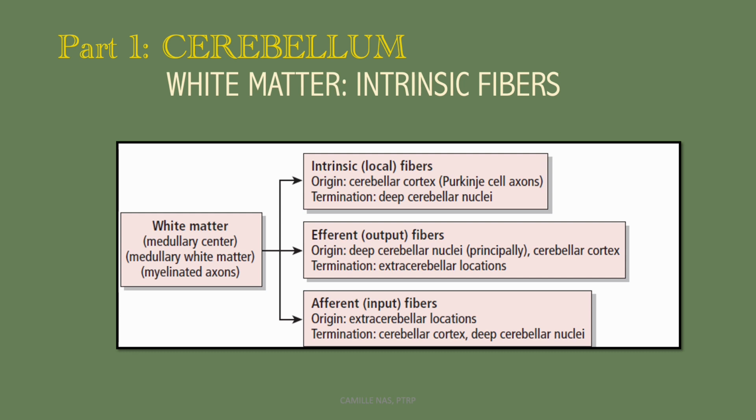Next, we have the white matter. So we're done with the cerebellar cortex, or your gray matter. Now let's have white matter. So your white matter, this is also known as your medullary center or medullary white matter, containing myelinated axons. Okay, so they have intrinsic, efferent, and afferent. So when we say intrinsic, these are found within the cerebellum. So you have the origin at the cerebellar cortex and terminates at the deep cerebellar nuclei. Efferent fibers come from the deep cerebellar nuclei and cerebellar cortex and will terminate at the extracerebellar locations, while the afferent will come from the extracerebellar locations, terminating at the cerebellar cortex and deep cerebellar nuclei.